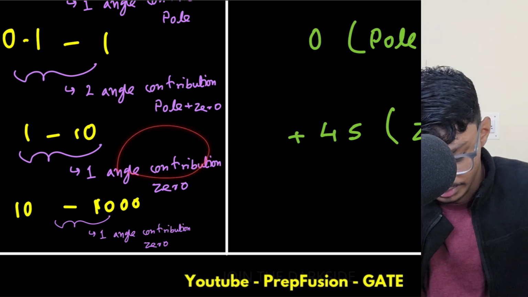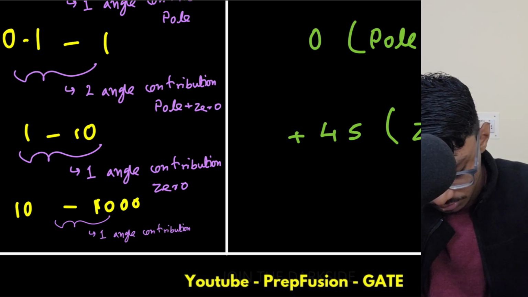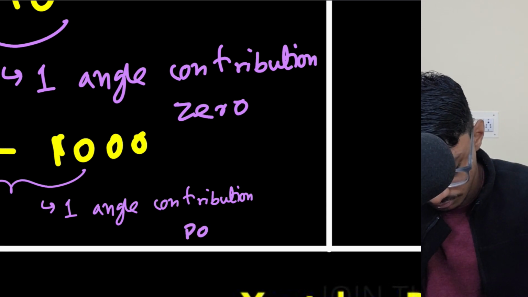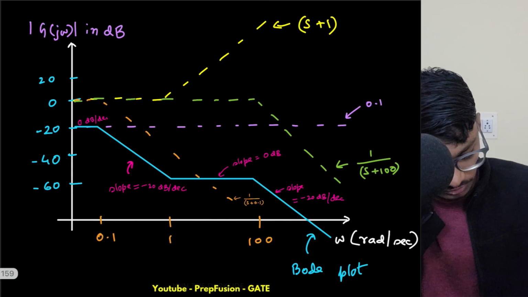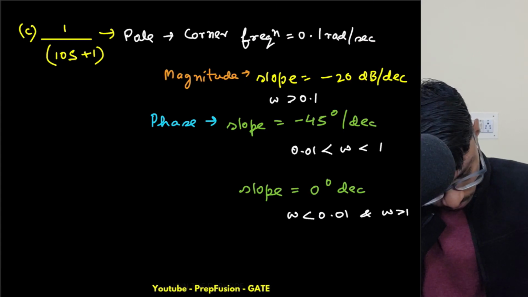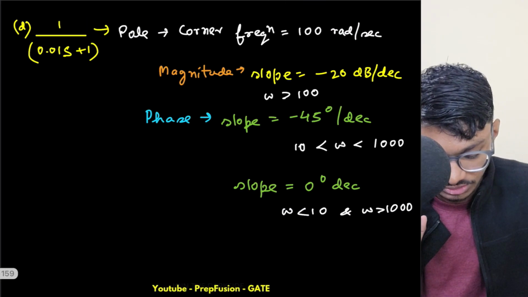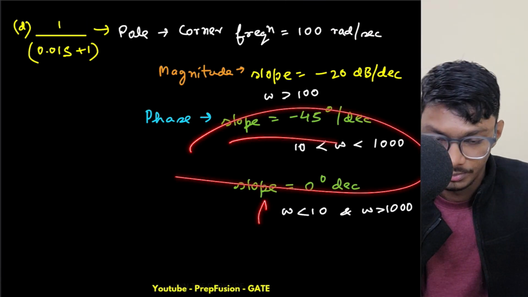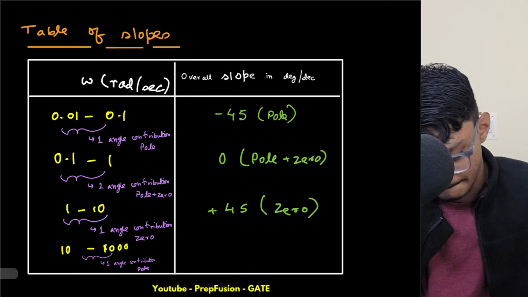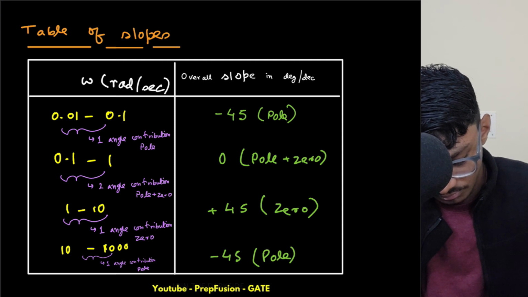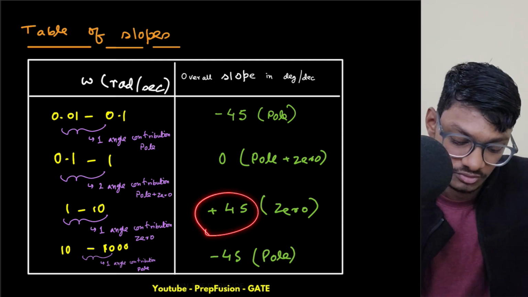The effect of the zero goes away. The effect of the zero will be gone. So this is the pole. You can see this effect of the zero has gone. The effect of the zero is placed before 10, so after 10 obviously only this one is existing, so we'll get minus 45 degree per decade slope. This is simple. Suddenly the slope changes from plus 45 to minus 45.